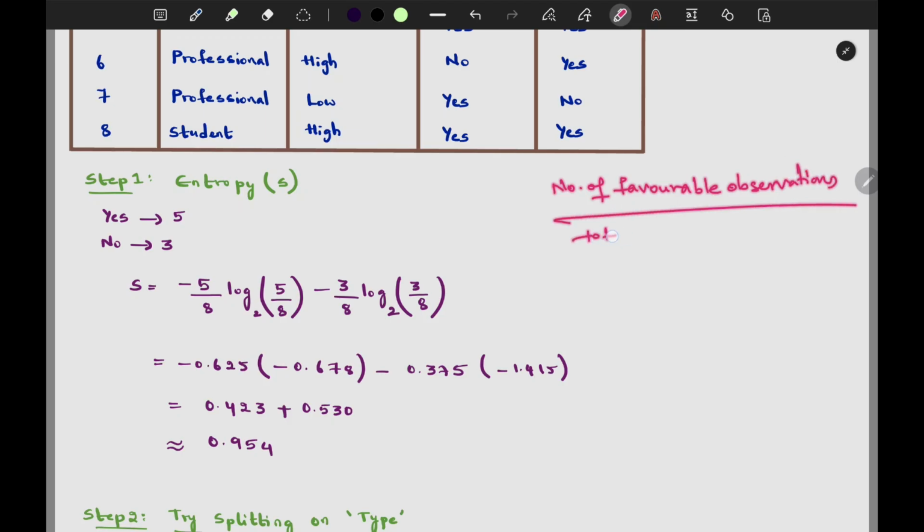divided by total number of observations. So if you see here, I'm having a total of 8 observations. Out of those, 5 are yes and 3 are no. So minus 5 by 8 log of 5 by 8 minus 3 by 8 log of 3 by 8. After calculating these things, I got 0.954.